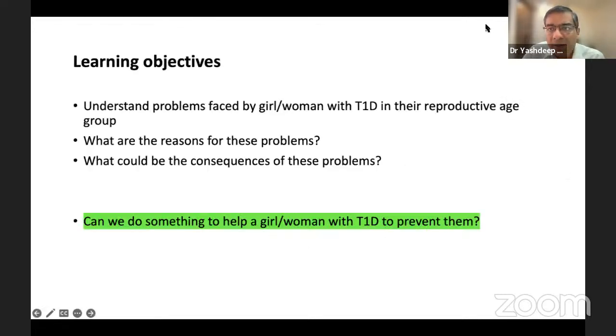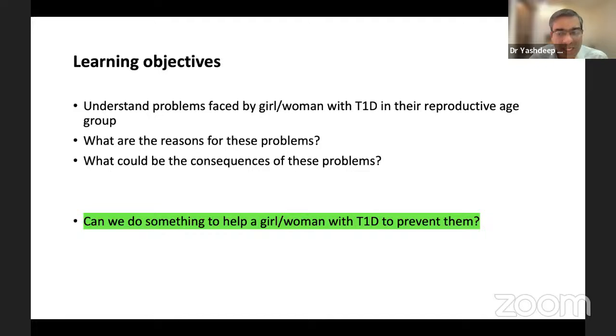So my objectives for this particular talk will be to understand the problems faced by a girl or a woman with type 1 diabetes in their reproductive age group. Then go through some of the reasons or pathophysiological basis for why these problems arise. And then when these problems arise, what could be the further consequences of these issues. And the primary clinical point that we end with is basically, can we do something to help a girl or a woman with type 1 diabetes so that they can prevent these sort of reproductive issues?